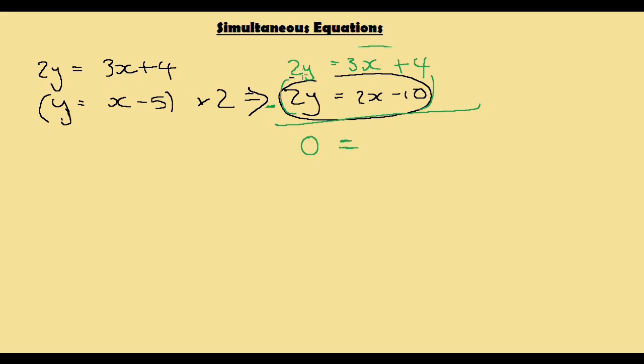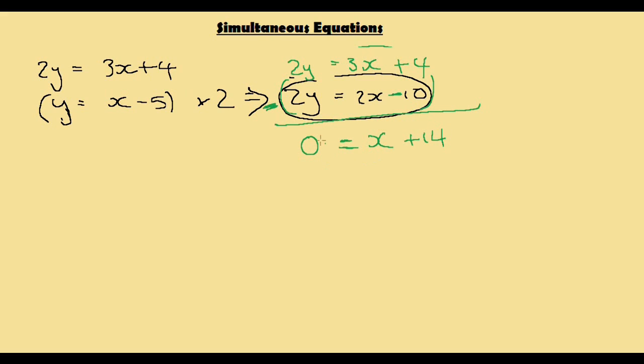So from taking away the y's, now we go over to the x's, and we're going to do 3x take away 2x, which just makes 1x, and then we're going to do plus 4 take away minus 10. Again, those double negatives, so we've got this negative here and this negative here, so that actually makes a plus 10. So 4 plus 10 is 14.